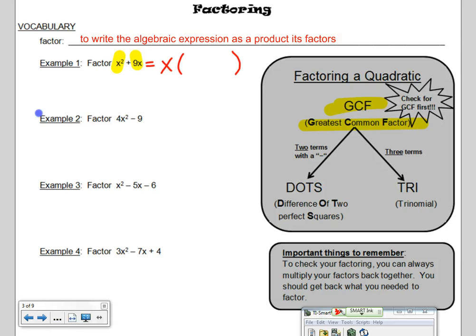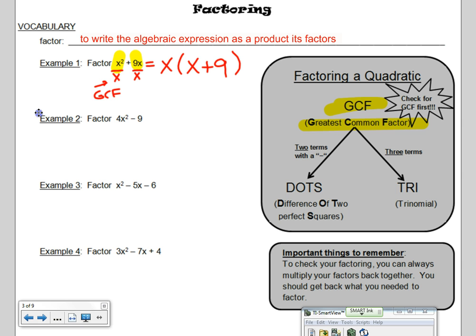You don't have to do this step, but for those of you who want to see what you're really doing, you're really dividing x squared by the GCF. That's the GCF. And x squared divided by x is x. And then if you divide it out of the second term, 9x divided by x is 9.